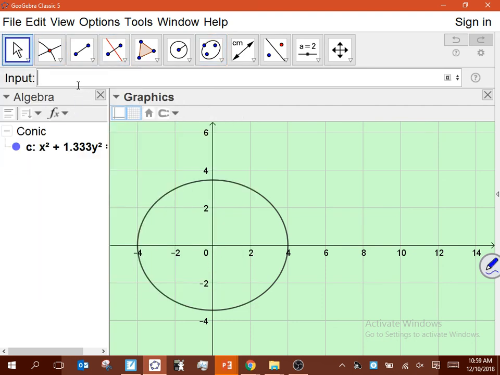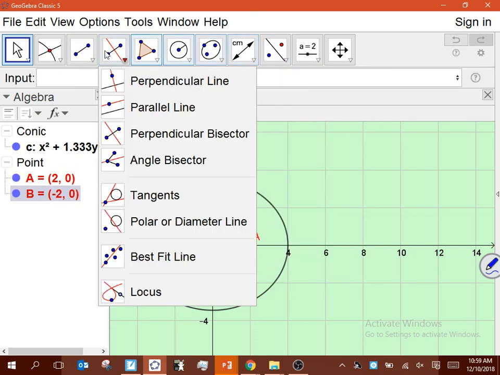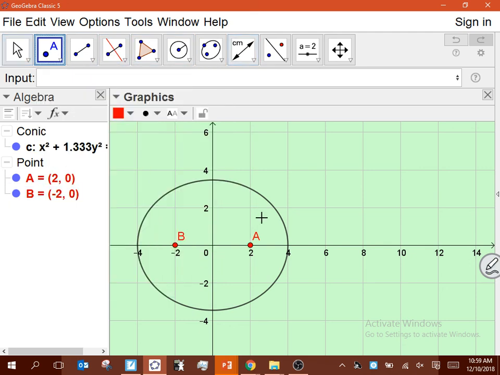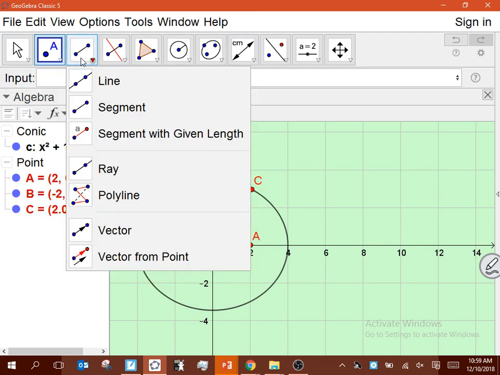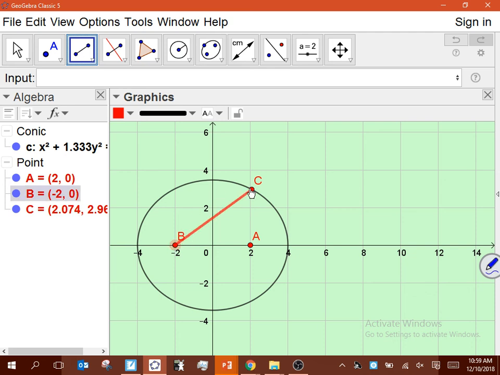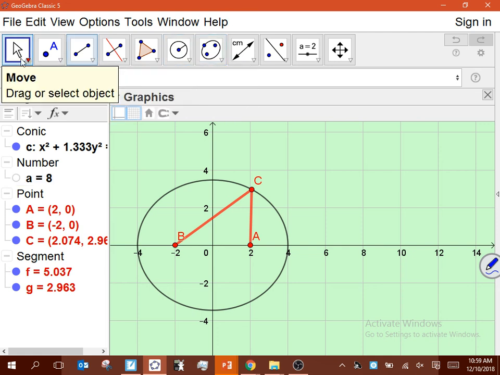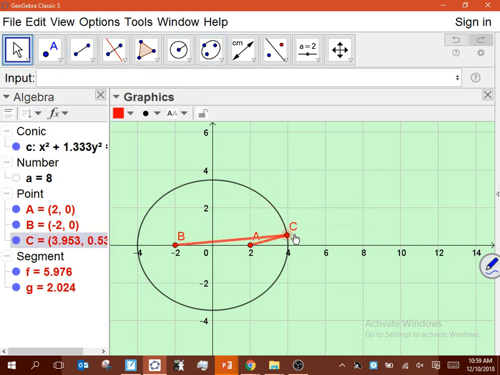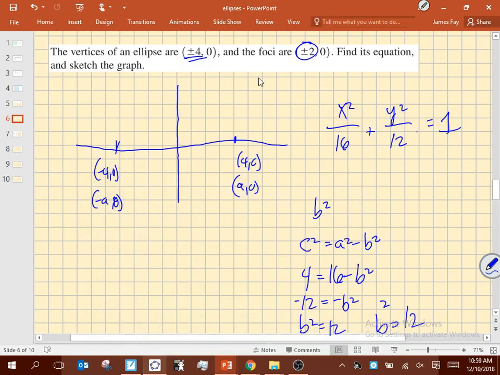I can go 2, 0, negative 2, 0, and we can check these distances, I think, this way, just to make sure that is the right ellipse. We should be able to take that to that. If those foci are true, then CB, which is F, plus CA, which is G, should always be the same. So it's saying 8, no matter where C goes. And you see that number 8 is not changing no matter where C goes. So that's kind of the approach there.